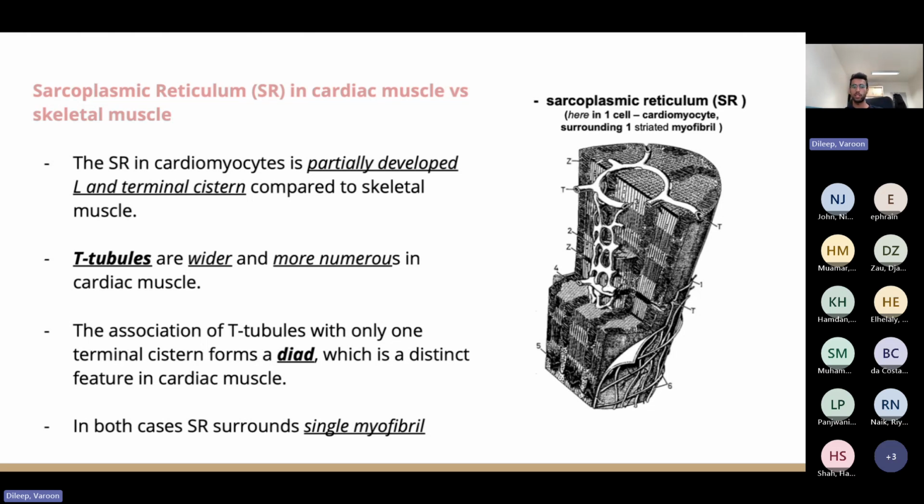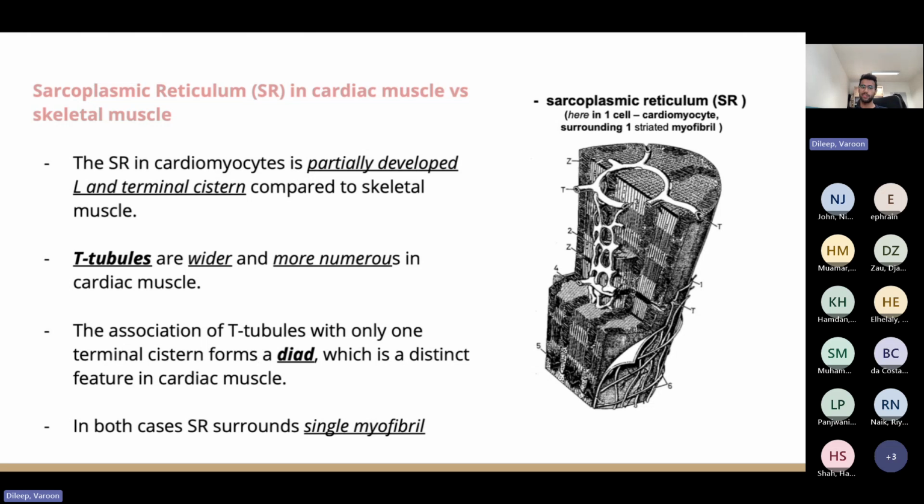And then when we talk about the T-tubules, these are wider and more numerous than in skeletal muscles. T-tubules are special pathways, and they are longer compared to the skeletal muscle, because we need continuous contraction of the heart muscle to provide oxygen throughout the body. That's why they are wider and more numerous than in the skeletal muscle. And the T-tubules are only attached to one terminal cistern, which forms a diad compared to a triad in the skeletal muscle, as again Ria explained before.